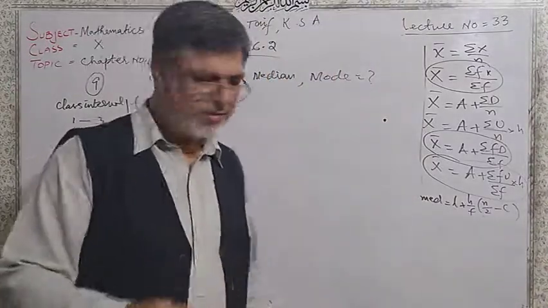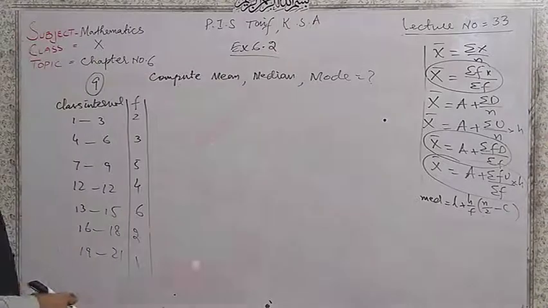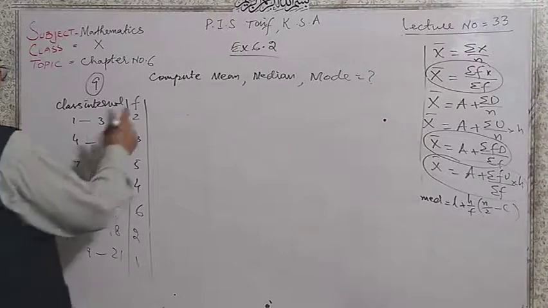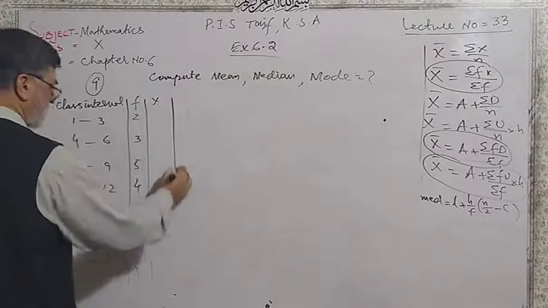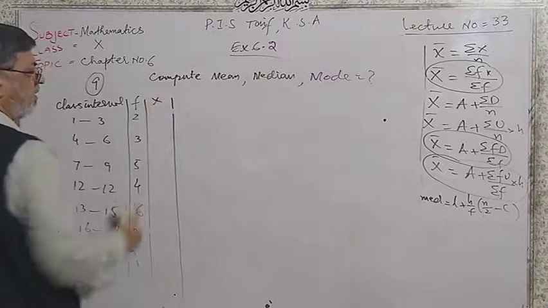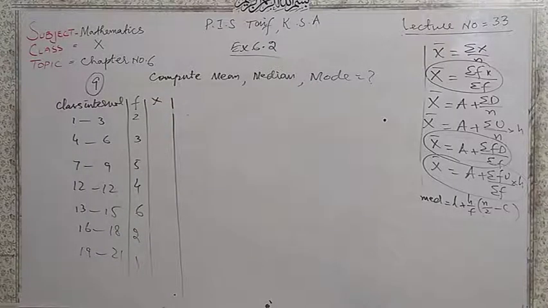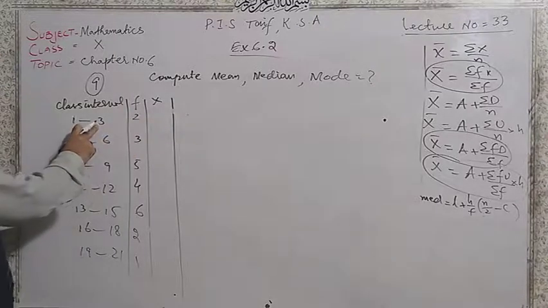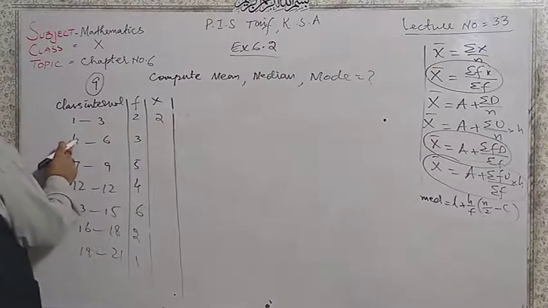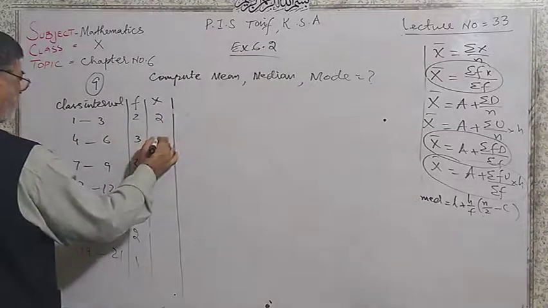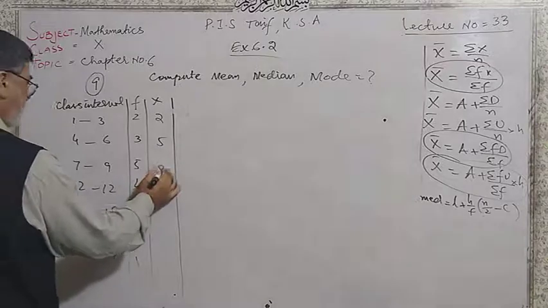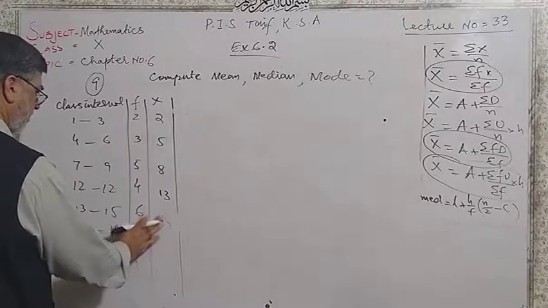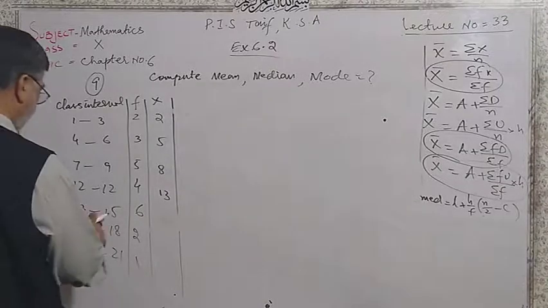So dear students, first of all we have to find the mean. First of all you will find x. x means the midpoint or class mark. What is the midpoint? Here 1 plus 3 is 4, 4 over 2 is 2. 4 plus 6 is 10, 10 over 2 is 5. Then 8, then 11, 14, and so on.